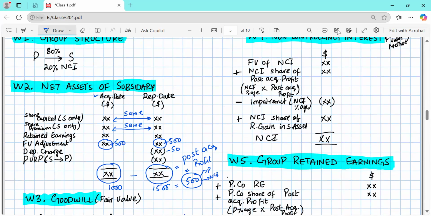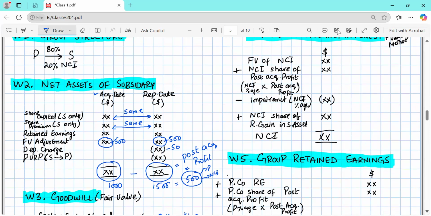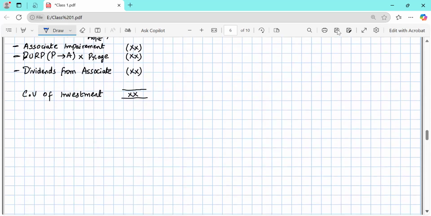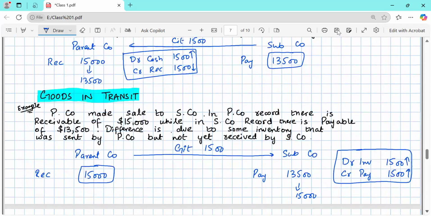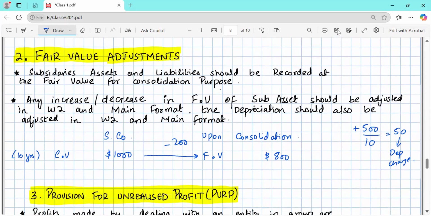Okay. And now, if the value is less, it means that extra depreciation would have been charged. So we will add it back. Yes. So let's say the useful life is 10 years. So the reduction in the value is negative 200. So you will divide it by 10. It will give you 20. So that 20 you need to add it back. You will add it back because extra depreciation would have been charged.